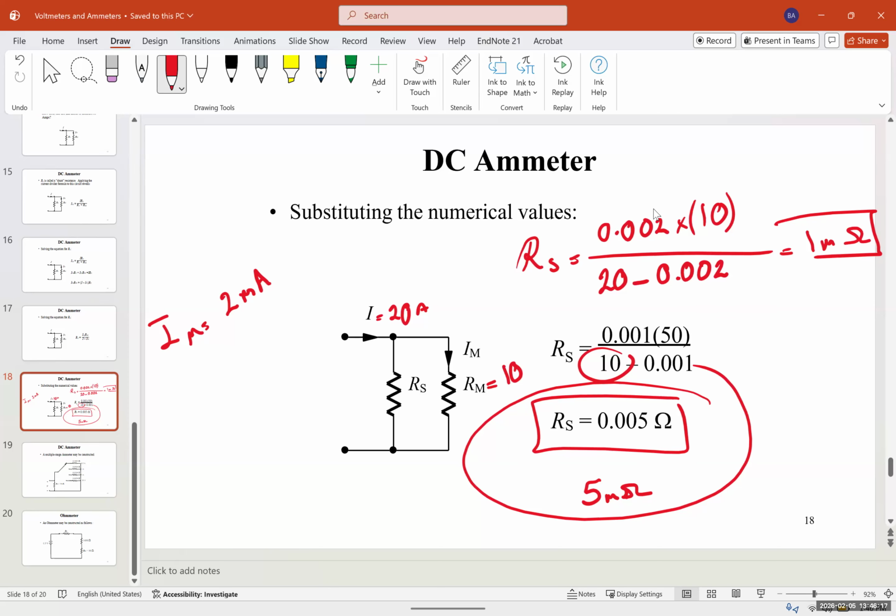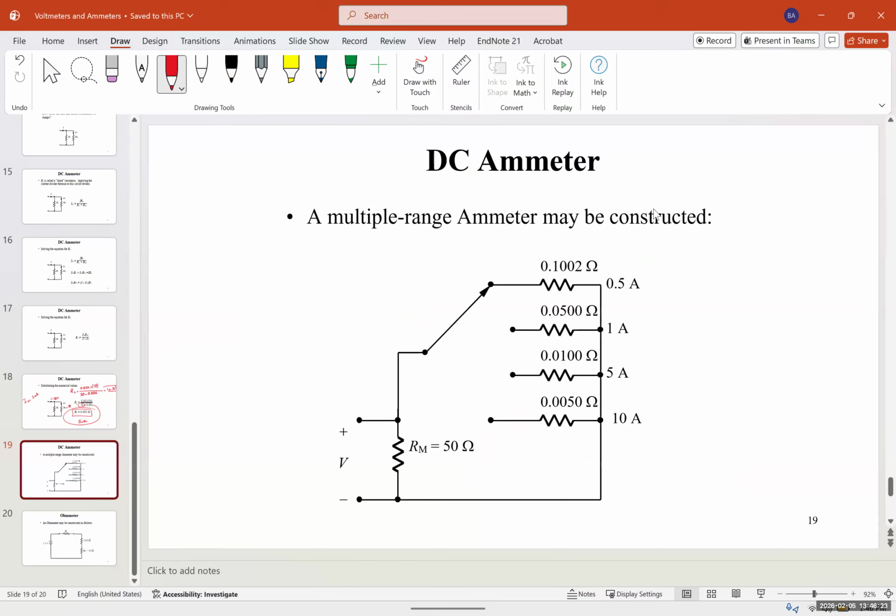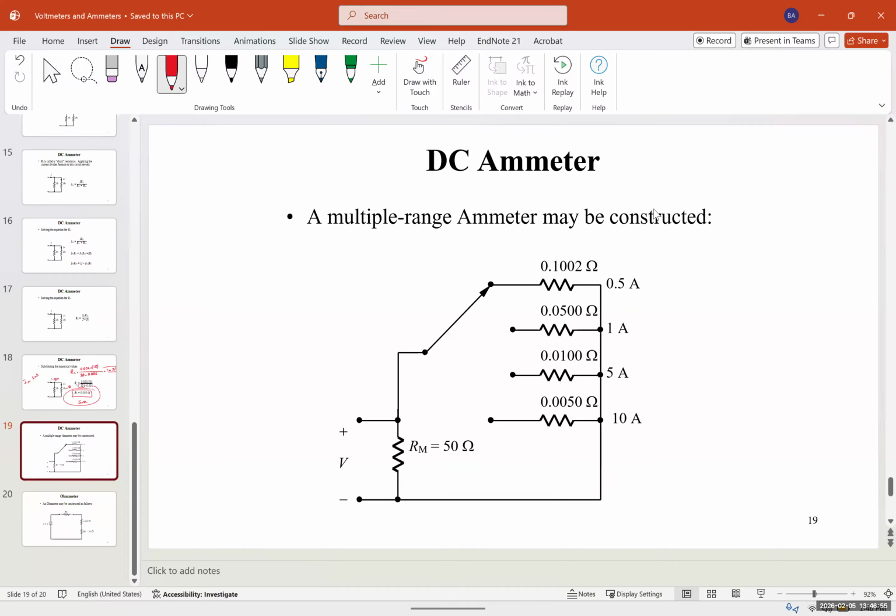And for a voltmeter, we saw that we put the resistor in series. For the ammeter, we put it in parallel. So now you can see that reducing the resistor increases the amount of current that we can measure. For a 0.5 amp, we needed a 0.1 ohm resistor. For 1 amp, we need 0.05 ohms. For 5 amp, we need 0.01 ohms. And for 10 amp, we need 0.005 ohms or 5 milliohms. So the higher the current we want to measure, the smaller the resistor you need. It's the exact opposite of the voltmeter.